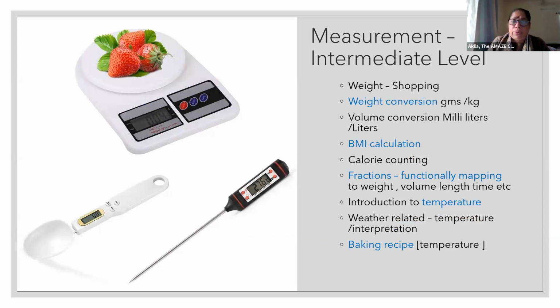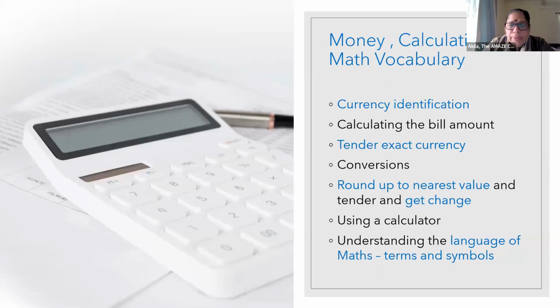We also introduced fractions in the basic level. So we will go on to functionally mapping those fractions to weight, volume, length, time, etc., so they understand how to link it up. Where we say a quarter kilo, we say quarter past. So how to link the fraction to these concepts. And we'll be introducing a new measurement, temperature, and we'll relate it to weather-related temperature as well as cooking-related temperature, body temperature also maybe. So, a lot of applications we will go with.